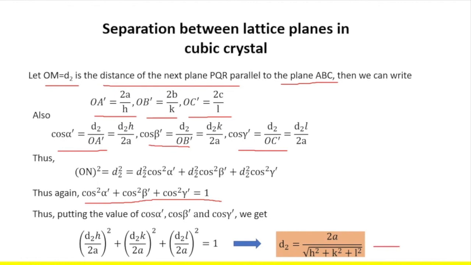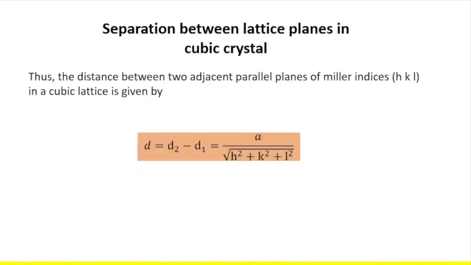Now there are two planes ABC and PQR which are at distances d1 and d2 from the origin respectively. So the distance between these two adjacent planes will be d2 minus d1, and then we have this separation between the two planes equal to a upon the square root of h square plus k square plus l square.